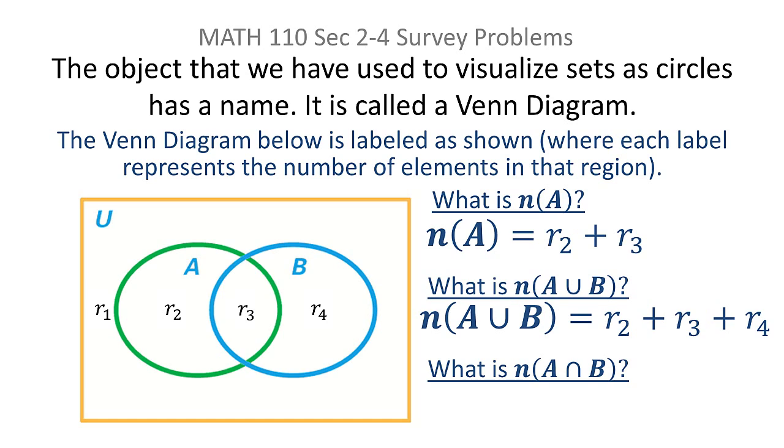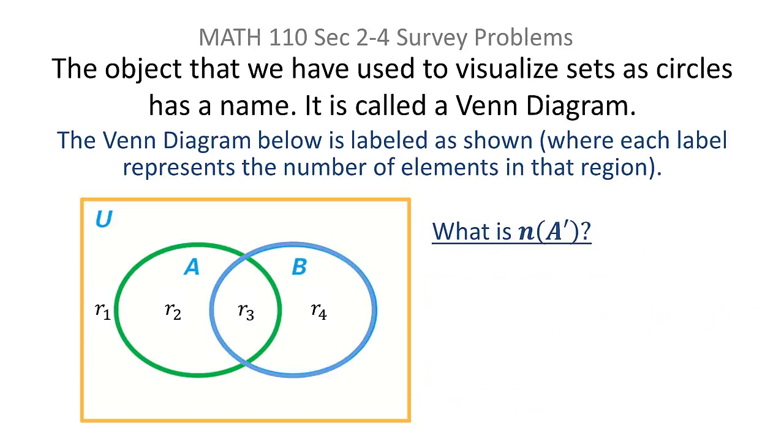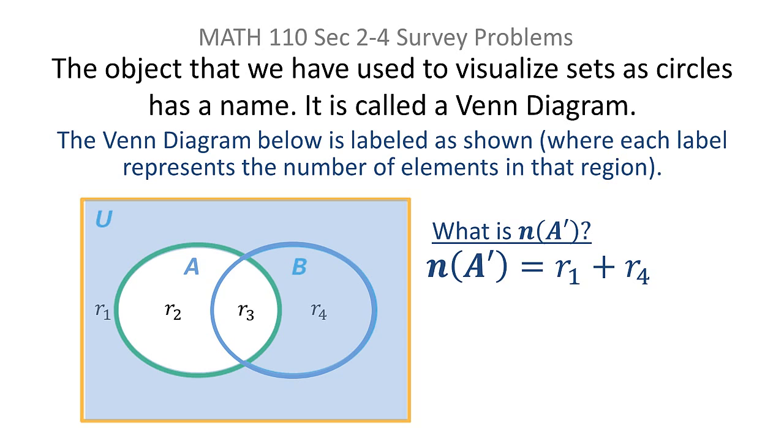Okay, how about the number of elements in the intersection of A and B? Remember, the intersection is simply the overlapping part. So that would obviously be just R sub 3. What about the complement of A? How many elements would be in the complement of A? Remember what the complement of A is. It's everything that's not inside of A. So I've shaded every part of the Venn diagram that's not inside of A. Anything that gets shaded is in the complement. So it's easy to see now that the number of elements in the complement would just be R sub 1 plus R sub 4.